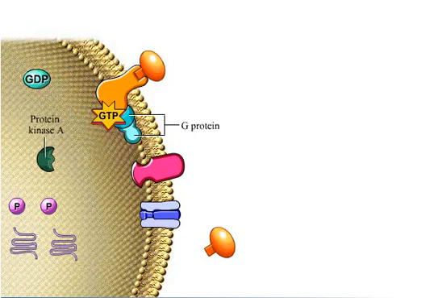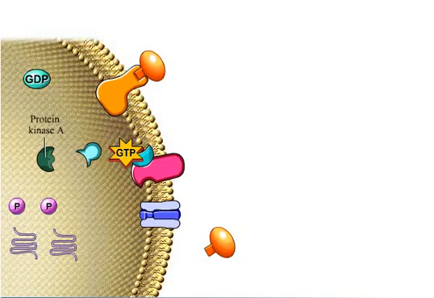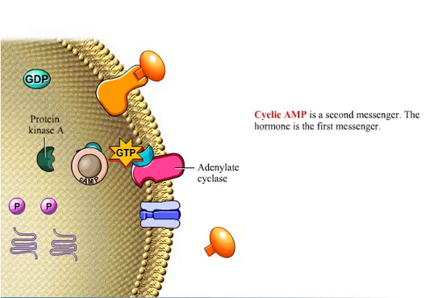Part of the activated G protein travels along the membrane and activates an enzyme called adenylate cyclase. Adenylate cyclase catalyzes the conversion of adenosine triphosphate, ATP, to cyclic adenosine monophosphate. Cyclic AMP is a second messenger. The hormone is the first messenger.